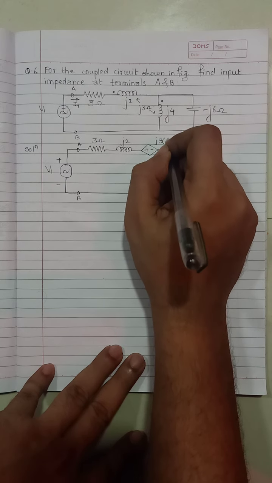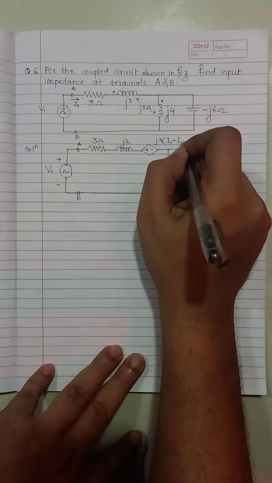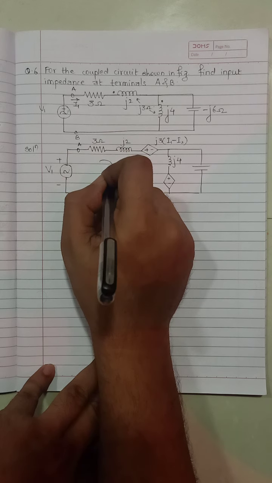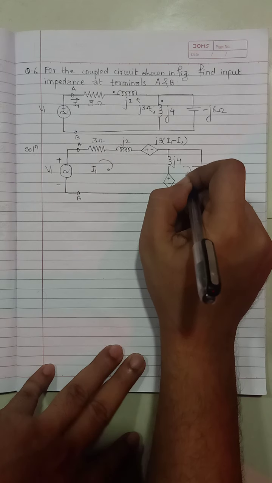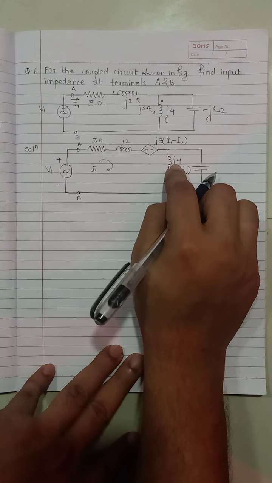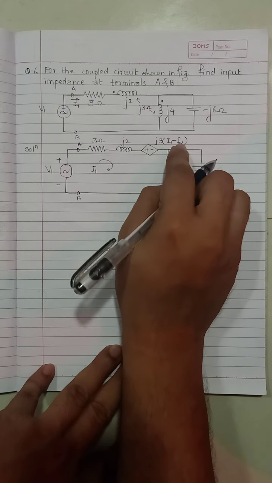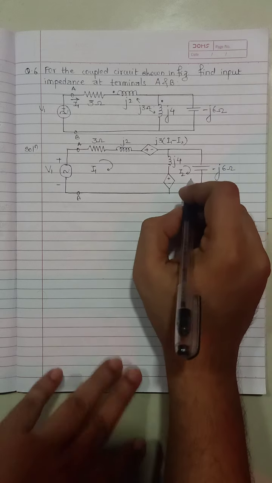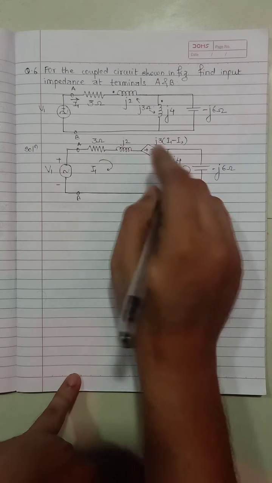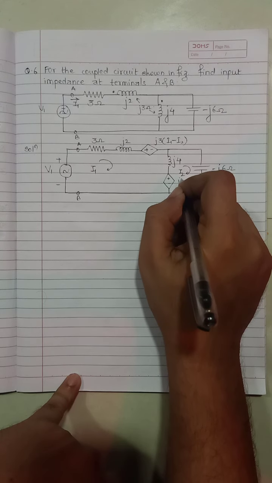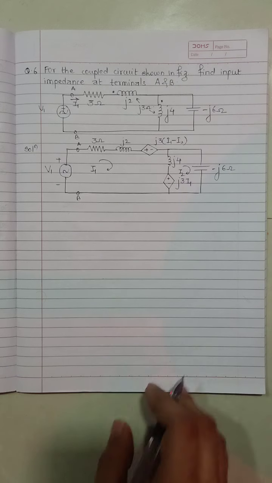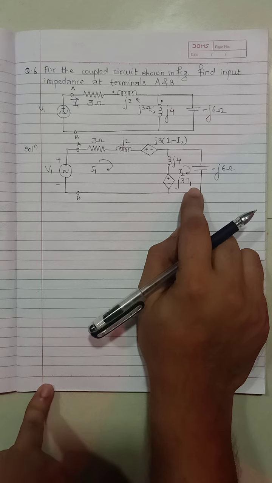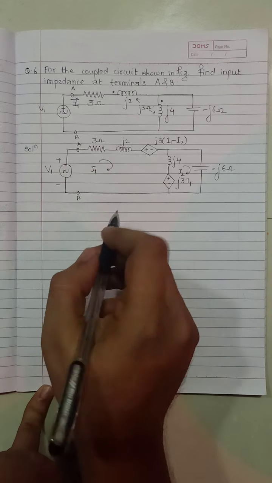G3, I1 minus I2. Suppose I1 is flowing in this, I2 is flowing in this. Current flowing through J4 is I1 minus I2, so we take it as J3 into I1 minus I2 minus J6, and this is induced because of this coil, that is the current flowing through the coil is I1, so we have taken it as I1 here. Now our aim is to find V1 upon I1.